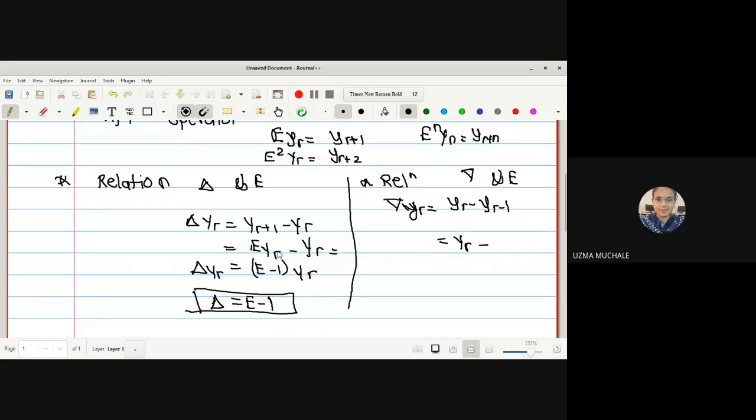As for plus 1 it is E yr, but for minus 1 it will be E raised to minus 1 yr. Right, so if I take yr common, it will be 1 minus E raised to minus 1 acting on yr, the backward difference operator. So yr is any yr, that means it can be generalized for any yr, it may be y0, y1 and so on. So del is equal to 1 minus E raised to minus 1. This is the relation between the shift operator and the backward difference operator.